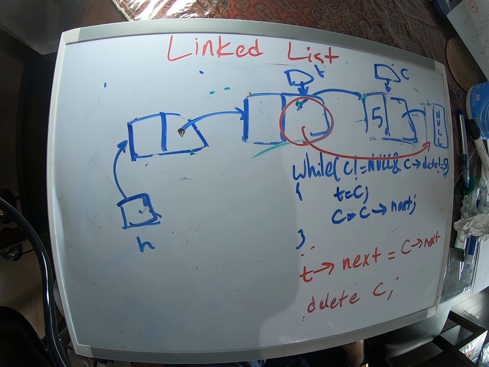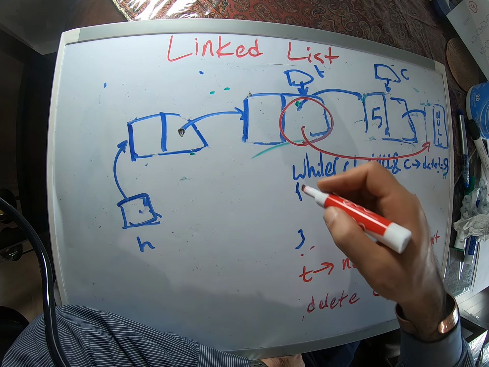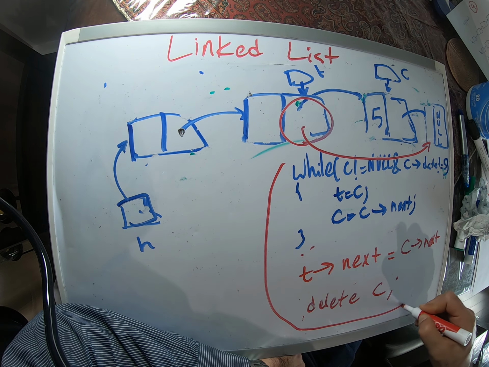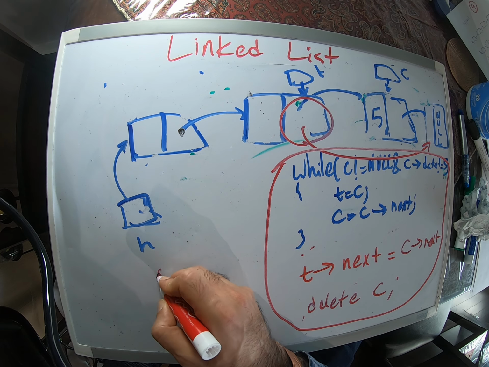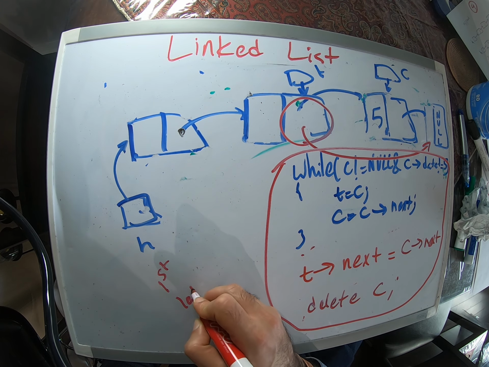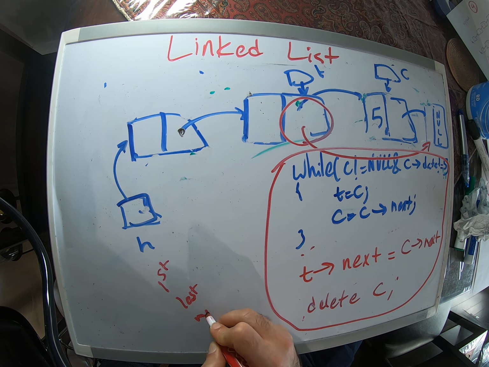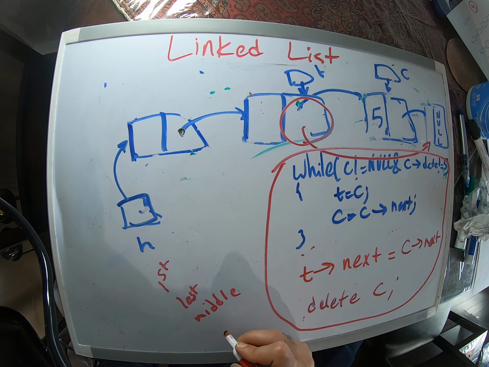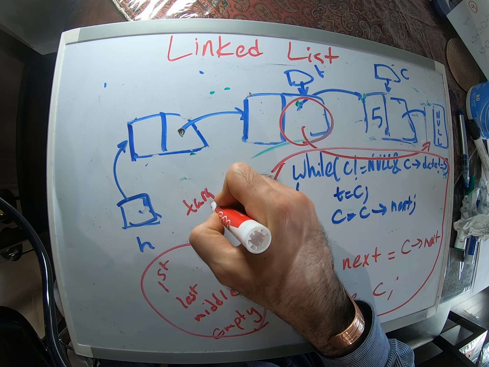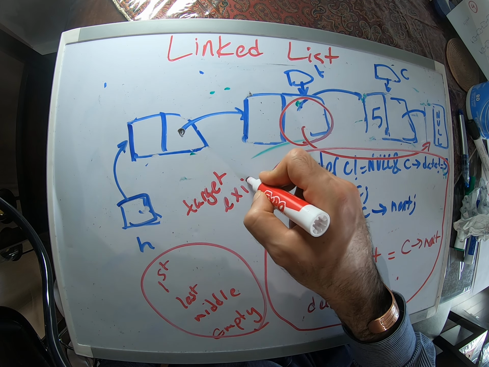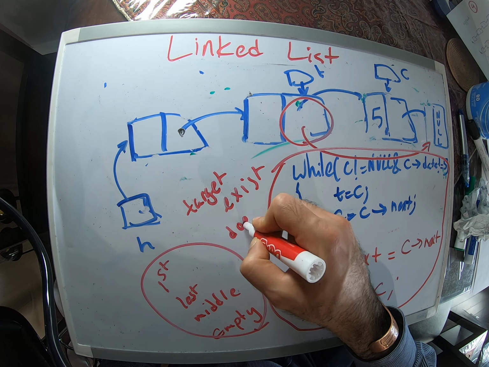Okay, so that's one way of solving the problem. I want you to verify this code and make sure that it works for deleting the first node, last node, and middle node. And it also works for an empty list. It works for the case that the target exists or doesn't exist.